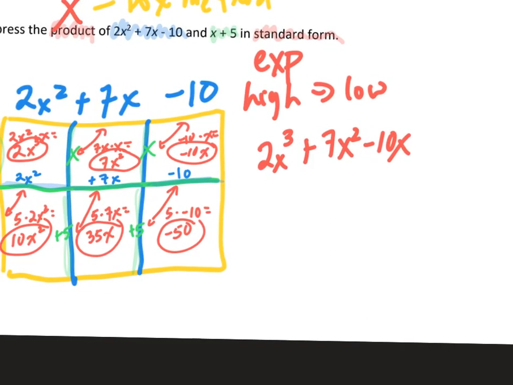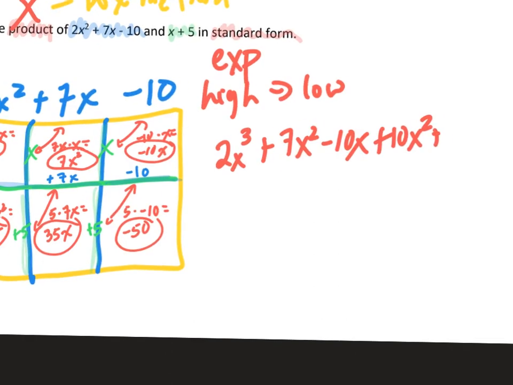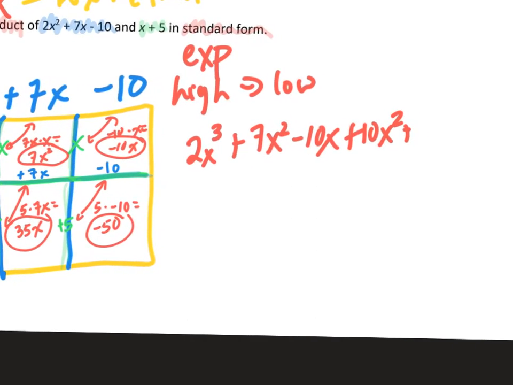And then I have plus 10x squared plus 35x minus 50. Whew, okay. A lot of terms. Let's see if we can combine any to make sure that we have as few terms as possible so it's in simplest form, right? When I look at my first term, 2x to the third power, I don't see another term with x to the third power in this expression, so I'm just going to bring that down.